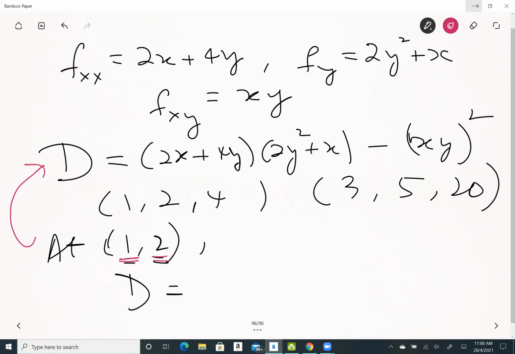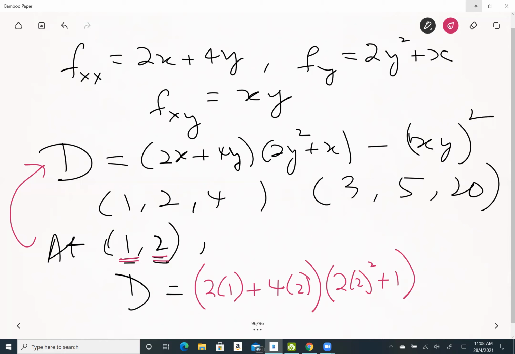So what is D now? D is equal to what? I don't break out the brackets. I just want to see how we do the substitution. So I have 2 multiplied by 1 plus 4 times what? 4 times y. What is y? 2. And then I got another term, 2y squared. Now what is y squared? 2 squared plus x. What is x? 1. So that is the whole thing. Minus xy. xy is 1 times 2, everything squared.